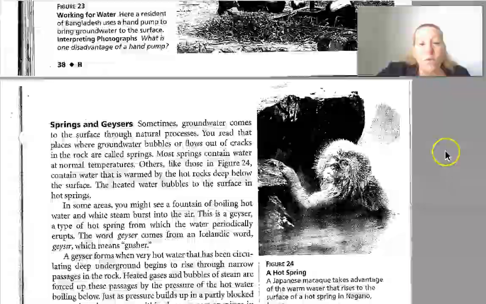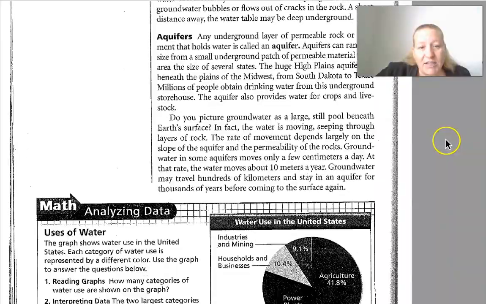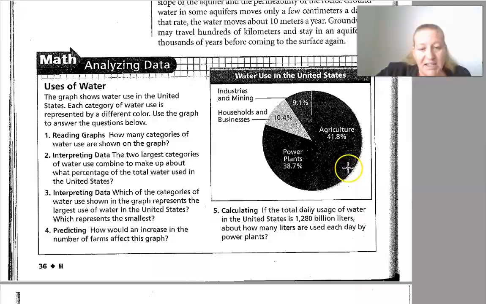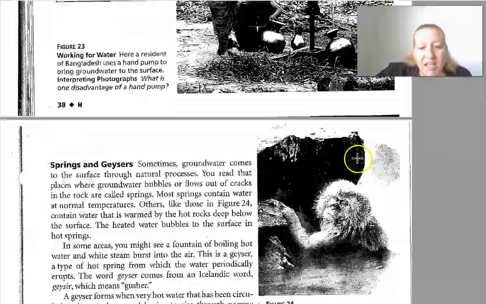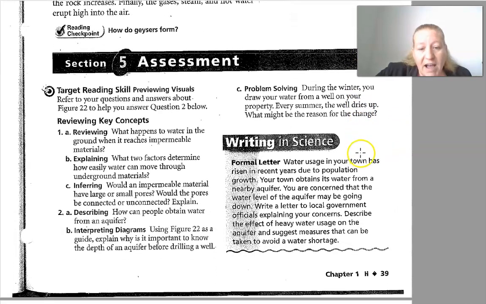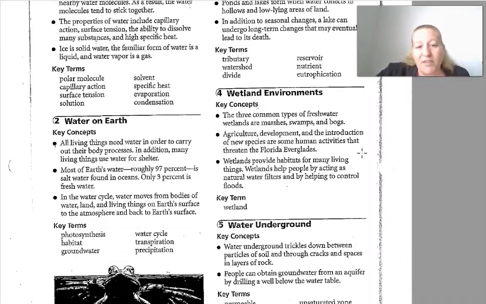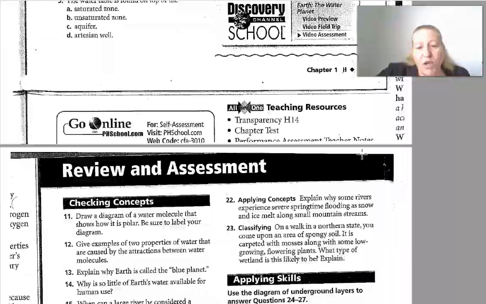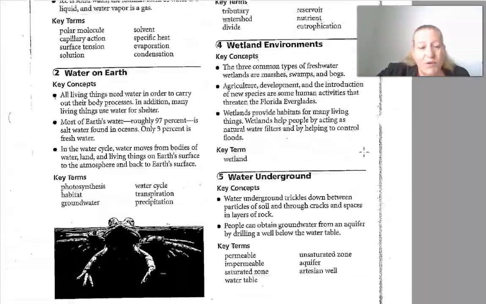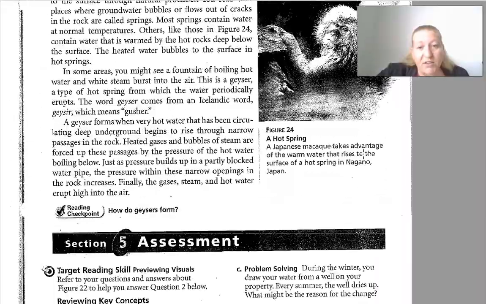All right, homework today is this math analyzing data here, plus the section 5 assessment. Okay, you will also have a study guide because we'll have a test the following week after this, and so this is also your study guide that you will put online. You'll enter the answers online.